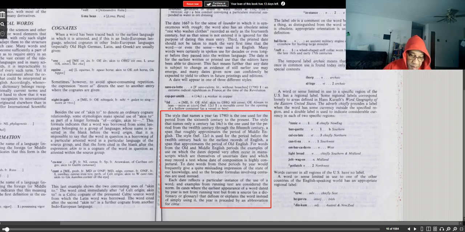Okay, so they say the style that names only a century. Let me just read it. It's saying the style that names only a century. So this is the style. You see it in the parentheses right here. So this is the style.